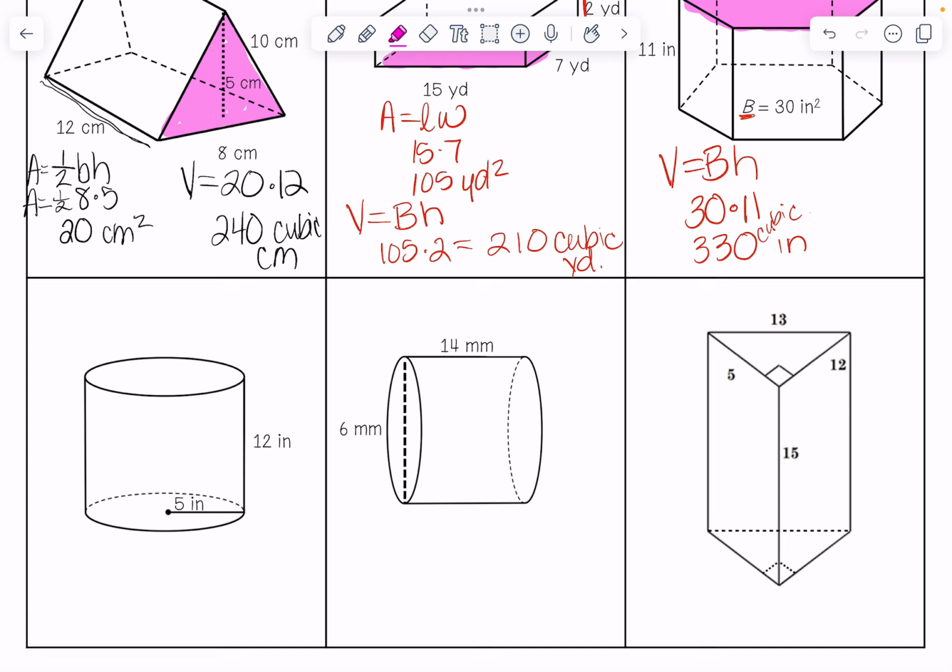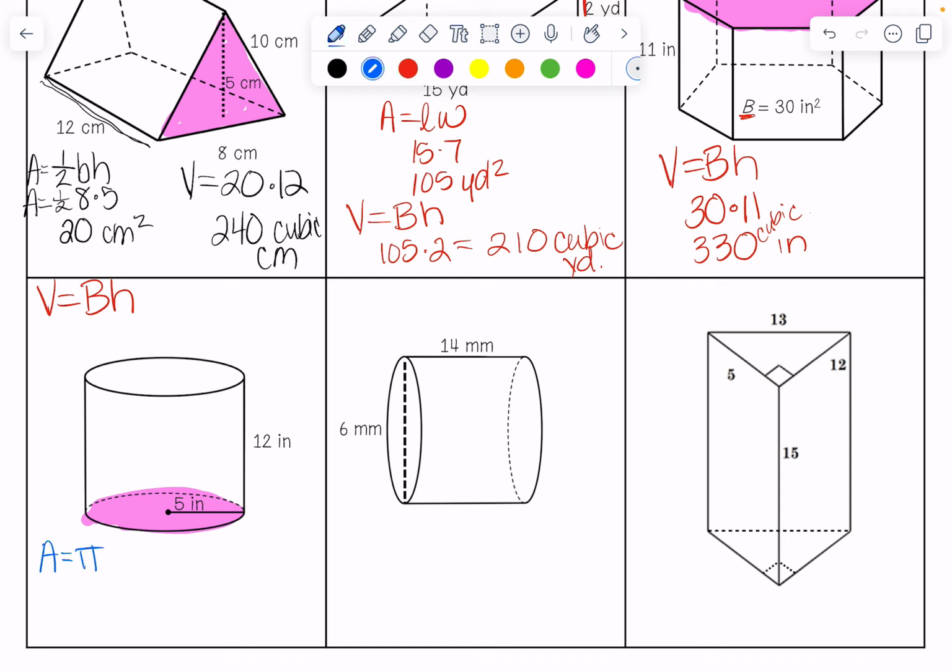Now when we look at these next two examples, these are not prisms, these are cylinders, but the volume formula is going to work the same way. To figure out the volume of the cylinder, we still want the area of the base times the height of the cylinder. On the cylinder, my base is the shape of a circle, so I'm going to have to figure out the area of a circle first. We want to think back to our area of a circle formula, which is pi r squared, or pi times radius times radius.